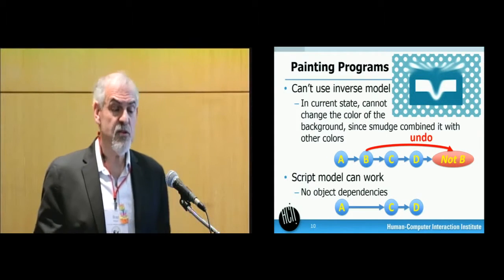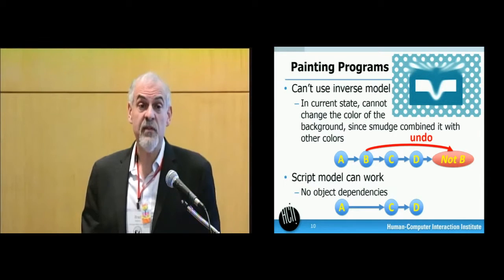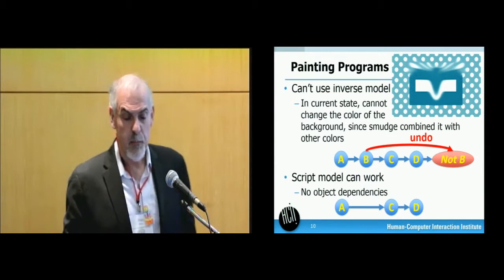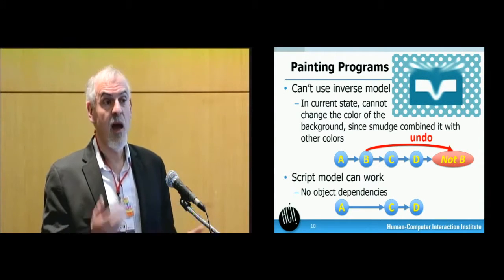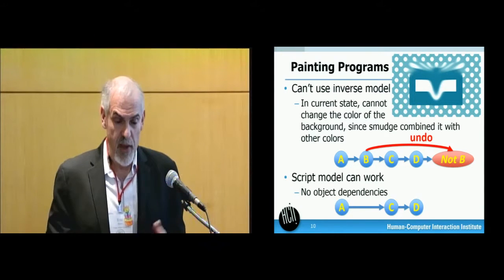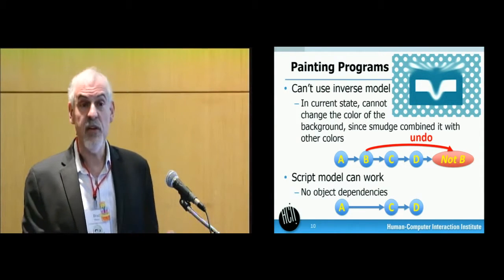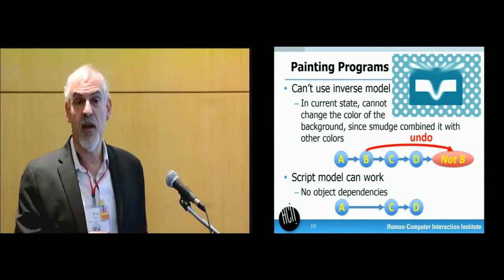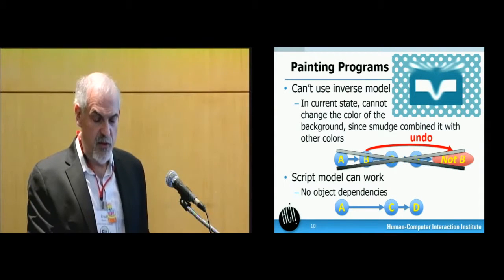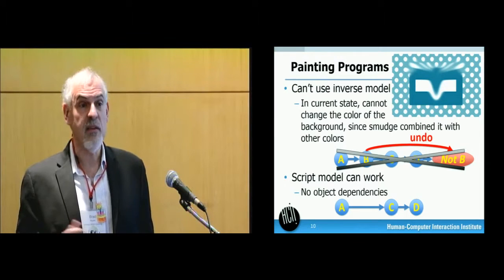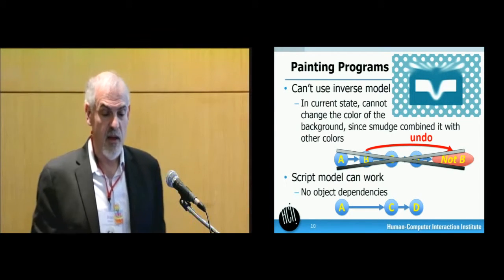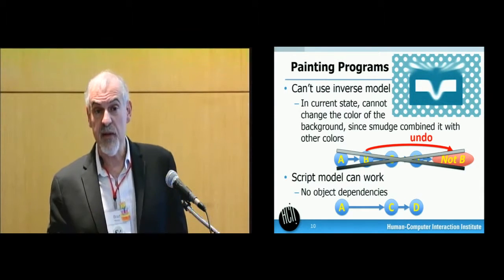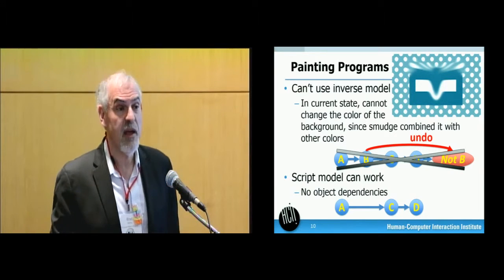So what is the issue with selective undo in painting programs? Well, it turns out the inverse model, which we tried to think about originally, actually can't work in a painting program because there's no objects to reverse things. So imagine the second operation here was to change the color of the background to its current blue color. The subsequent operations have smudged that color in with other colors. So there's nothing that you can do right now in the current state that would change the color of the background successfully. On the other hand, the script model can kind of work because there's no object dependencies. So these consistency problems that we had don't actually come up.